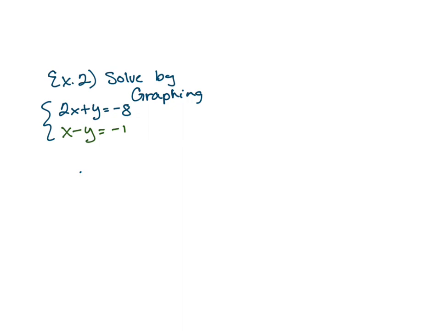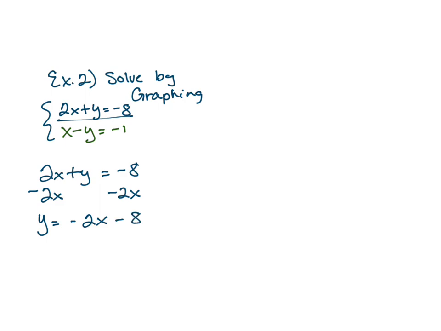So that first equation says 2x plus y equals negative 8. We want this in slope-intercept form so that we can put it on the graph, which means I'm trying to get it to say y equals mx plus b. So what's my move going to be here? Move the x stuff. I assume you mean to subtract it because it was a positive 2x. That leaves me with y equals negative 2x minus 8.